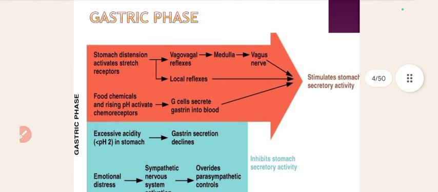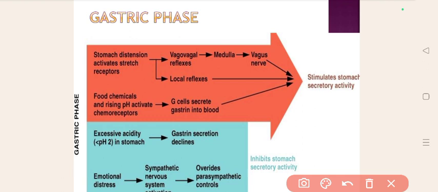Now there is a gastric phase. What happens in the gastric phase? There is stomach distension which activates the stretch receptor. The stomach will distend because food enters your stomach through the food pipe, the esophagus. So stomach distension activates the stretch receptor, and because of that two reflexes are generated, either the vasovagal reflex or the local reflex. The local reflex directly stimulates the stomach secretory activity, or the vasovagal reflex through the medulla, again with the help of the vagus nerve, stimulates your HCl secretion.